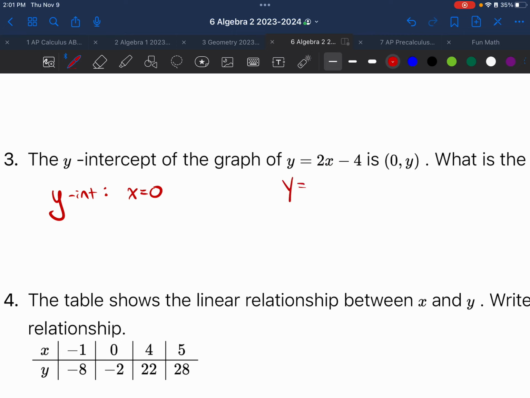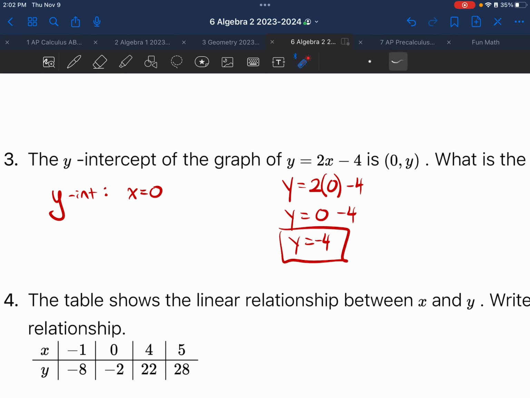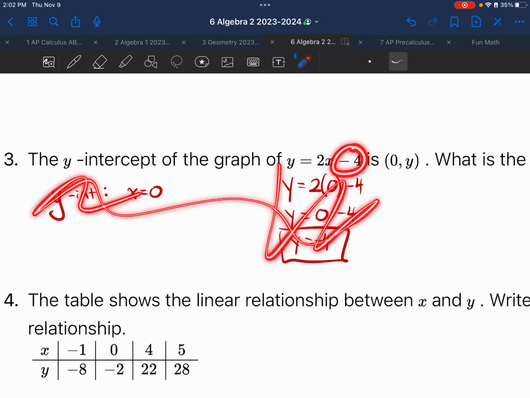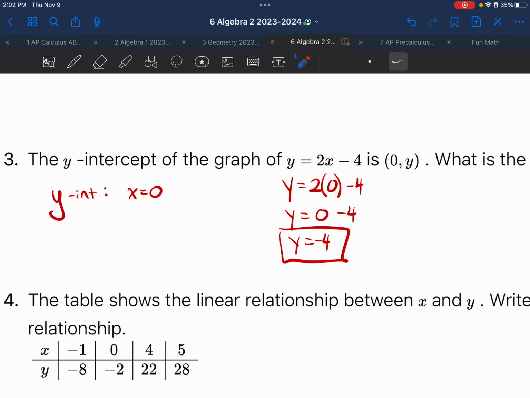I'm going to say y is equal to 2 times 0 minus 4, and this is going to be y is equal to 0 minus 4. Therefore, our y-coordinate is -4, and you get your final answer. However, there was a much faster way of doing this, which is just to analyze our slope-intercept equation. The slope of this equation is 2. The y-intercept of this equation is -4, and just by looking at this equation without doing any of this work, I could have told you that the value was -4.